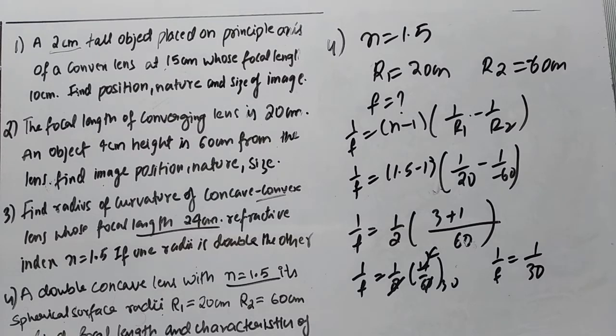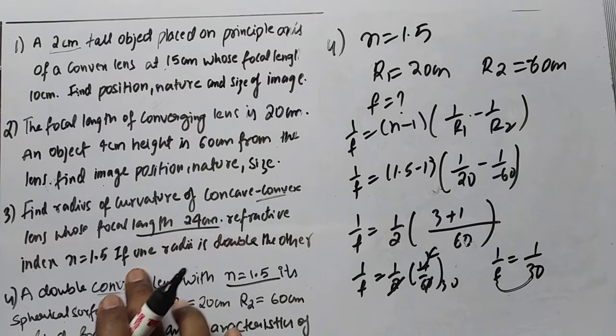So here the f value, applying the sign convention rules. Sorry, the question is given as concave, but actually I have solved it for the convex. Suppose the question is given as convex, then I will get the f value as plus 30, and the plus will indicate that it is a converging lens.